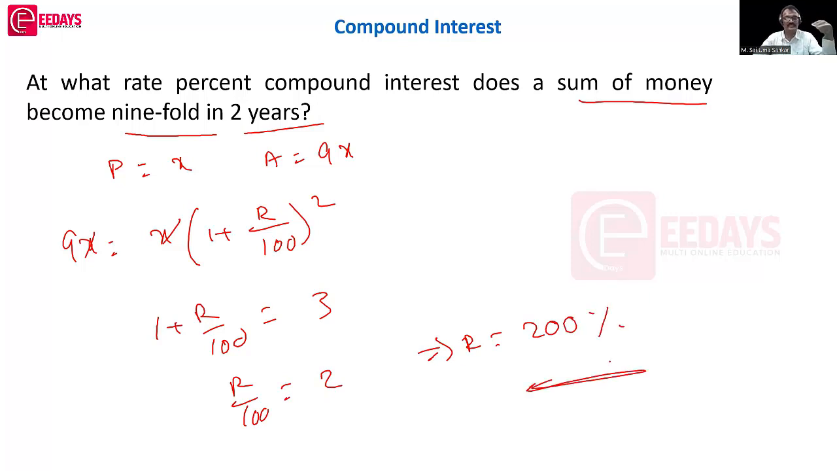Okay, 2 years లో 9 times అవ్వాలి అంటే ఇక మనకి ఎంత రేట్ ఆఫ్ ఇంట్రెస్ట్ ఉండాలి? 200% రేట్ ఆఫ్ ఇంట్రెస్ట్ ఉండాలి.